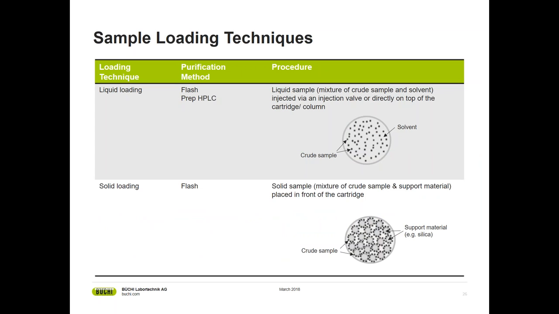In liquid chromatography, you have two different possibilities to load your sample, either liquid or solid. The liquid loading, which is for sure the easiest way and the most common way for flash and prep HPLC, the sample gets injected via an injection valve or directly on top of the cartridge or the column. With solid loading, which can be used only in flash, the sample, which is a dry or solid mixture of crude sample and a support material, is placed in front of the cartridge.